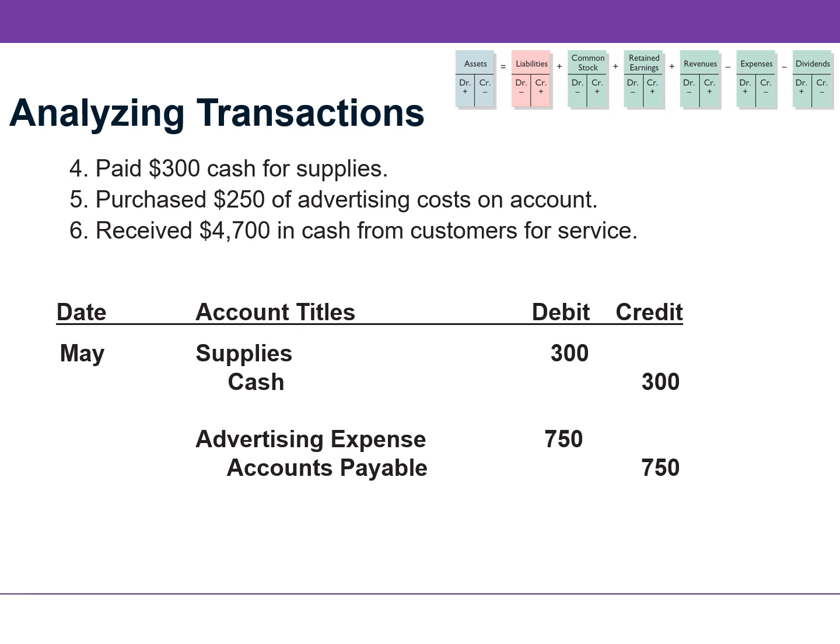For transaction number 6, we identified both cash and service revenue were increasing. Assets increase with debits, and revenue increases with credits. So we would debit cash and credit service revenue for $4,700.